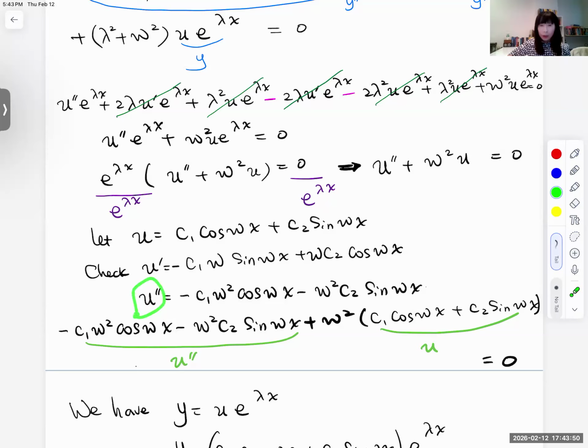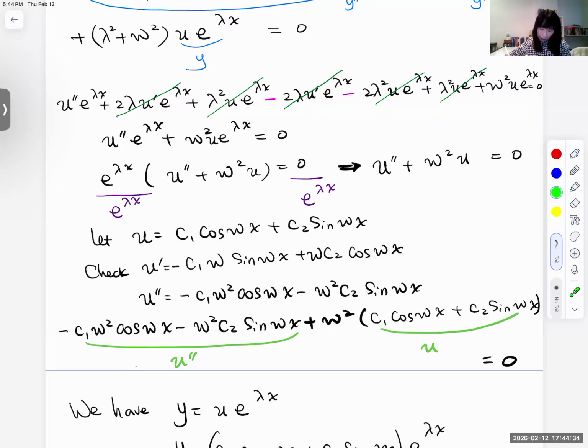Okay, u second prime. Looking at the u prime, we take the derivative again, right? So what's the derivative of sine omega x? With a minus, right? So minus cosine omega x and times omega. That's why they got the omega squared. And we keep that c sub 1. Now second term, what's the derivative of cosine omega x? That's negative sine omega x and times omega. That's how they got omega squared, and keep the c sub 2, right?